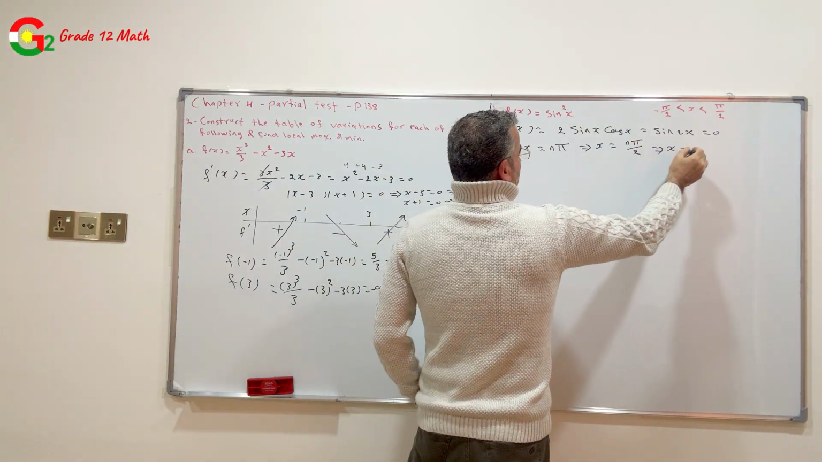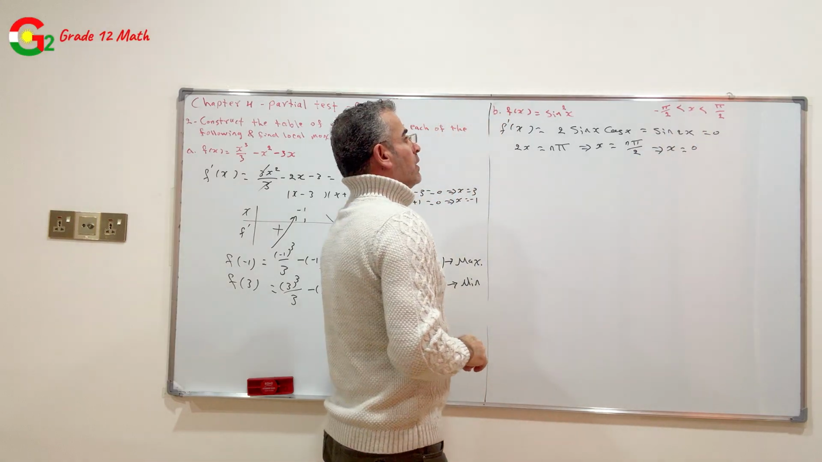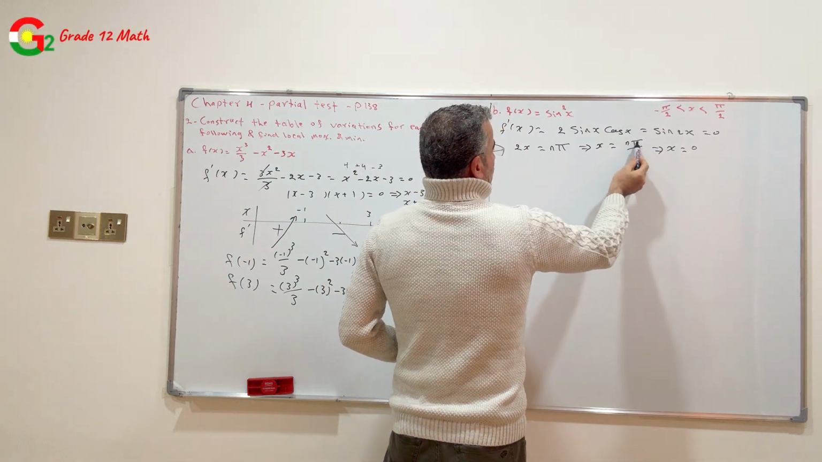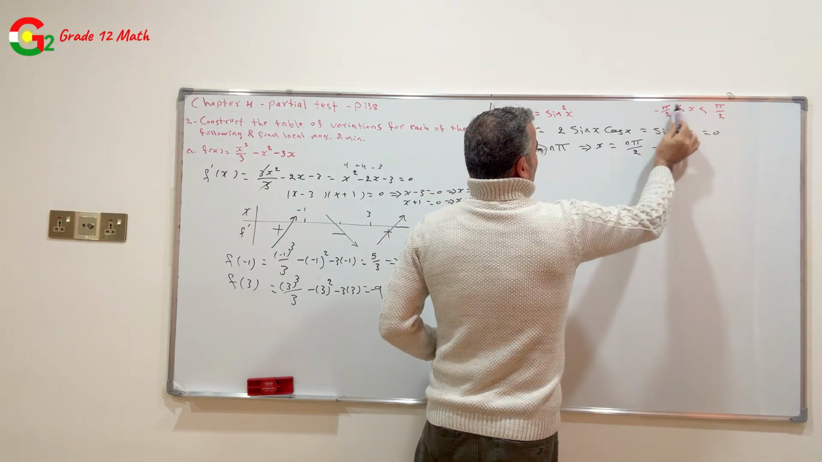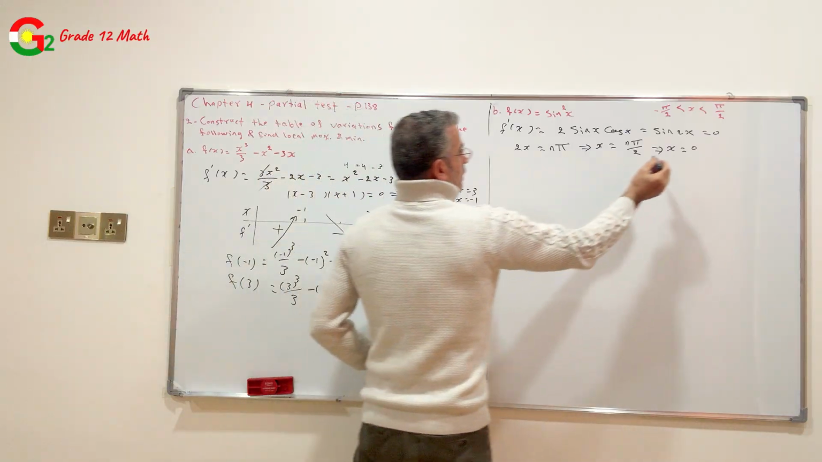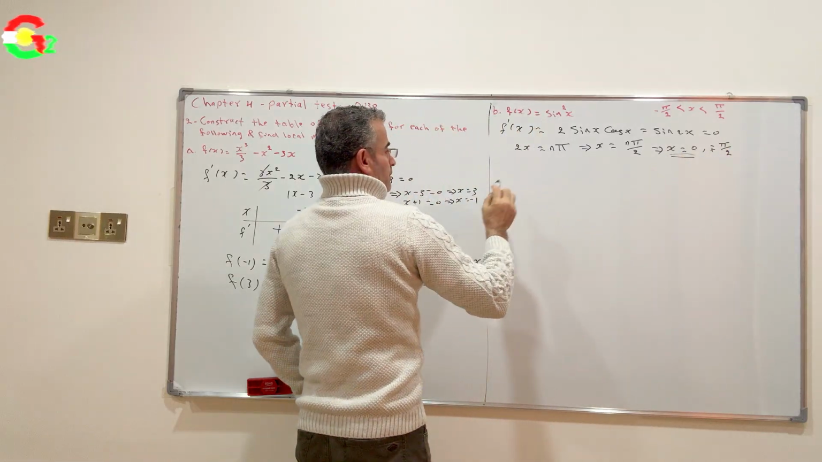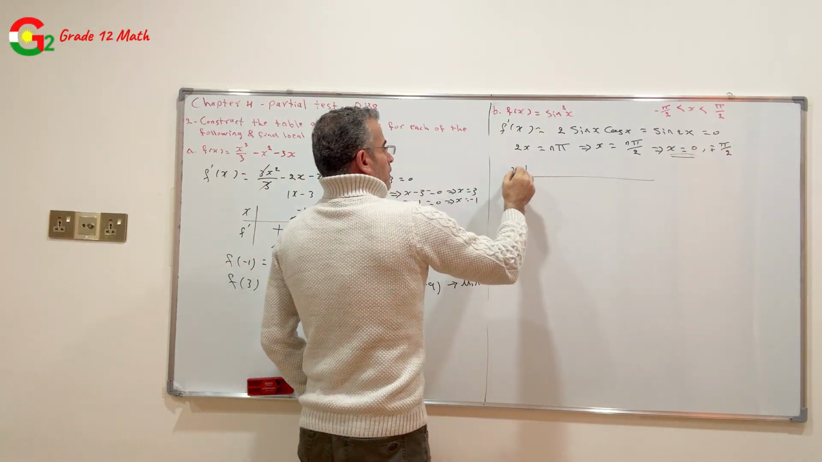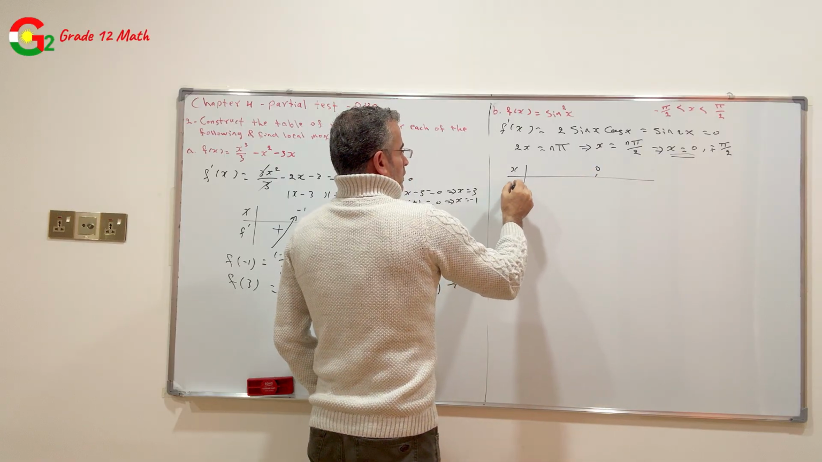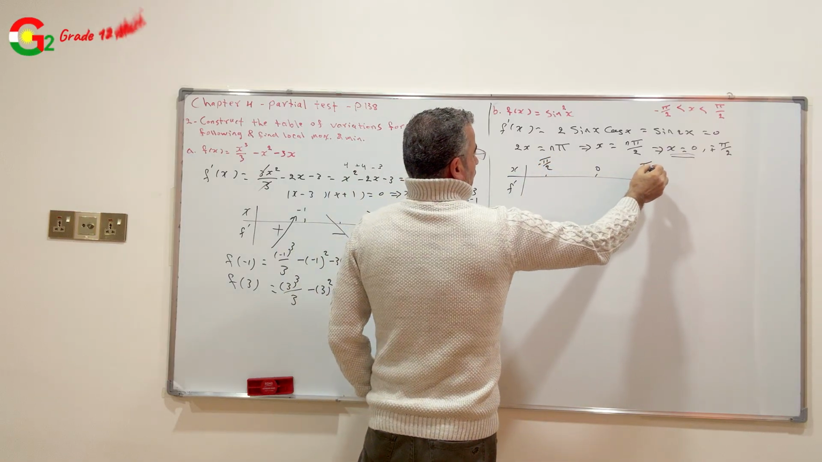Now, when n is 0, x equals 0, and 0 is within the interval of the question. When n is 1, x equals pi over 2, and negative pi over 2, it is not within the interval of the function. Therefore, we have only one critical point. Set it in the table. This is negative pi over 2, and this is pi over 2.